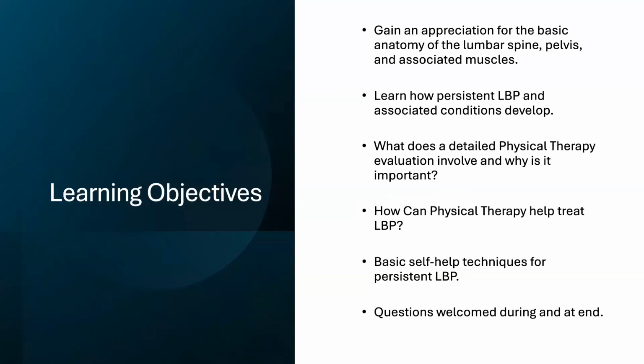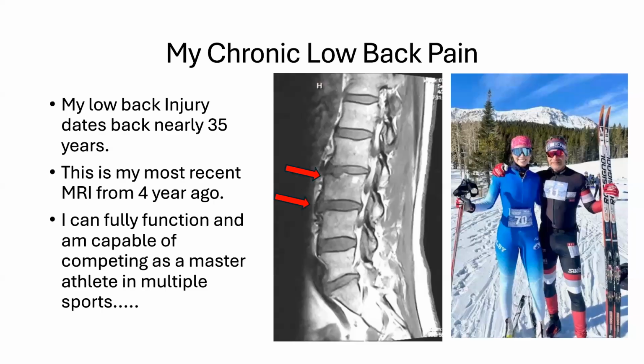So we would like to gain an appreciation for the basic anatomy of the lumbar spine, pelvis, and associated muscles. We want to learn how persistent low back pain and associated conditions develop. And we want to understand, what does a detailed physical therapy evaluation involve and why is it important? How can physical therapy treat low back pain? And then some basic self-help techniques for persistent low back pain.